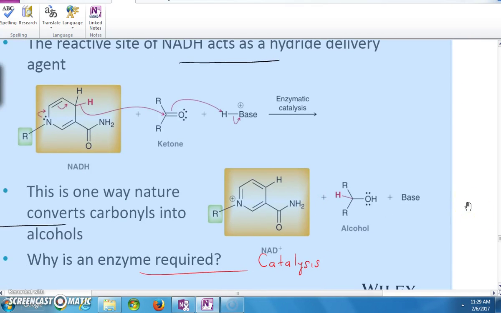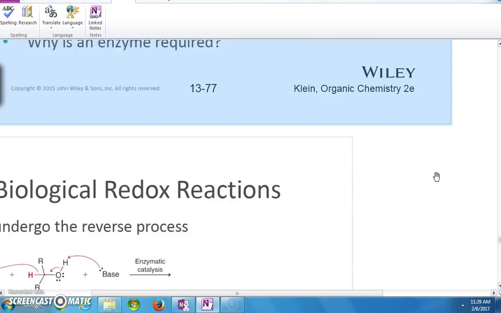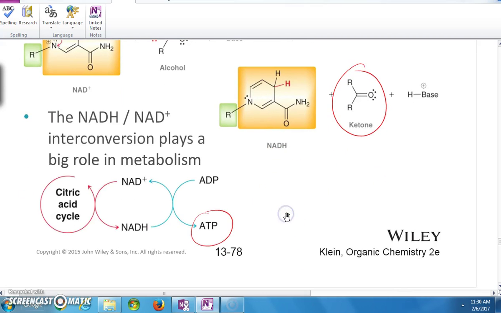Now, this is one way that nature converts carbonyls to alcohols. Catalytically, you need an enzyme. And the NAD plus, once the hydride has been lost, can also retrieve the proton again. In this case, it helps to oxidize the alcohol to the corresponding ketone. Now, this plays a role in so many things.